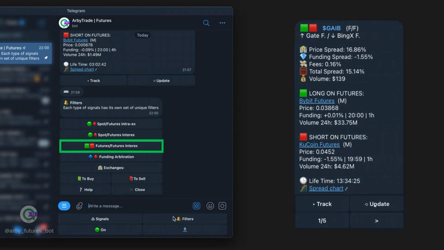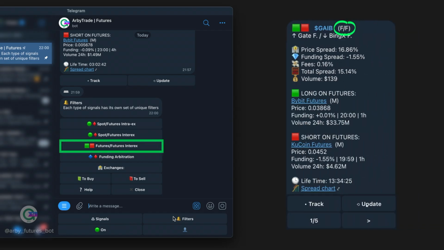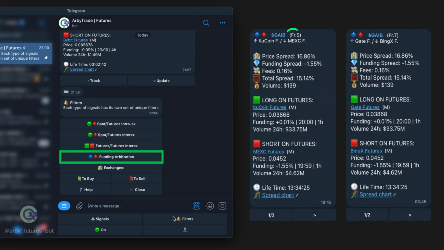Third type of signals. This is the inter-exchange futures arbitrage on the price spread that we talked about in the first part of the video, long on one exchange and short on the second. Fourth and fifth types of signals. Funding rate arbitrage based on the difference in rates between exchanges and the difference in funding time.